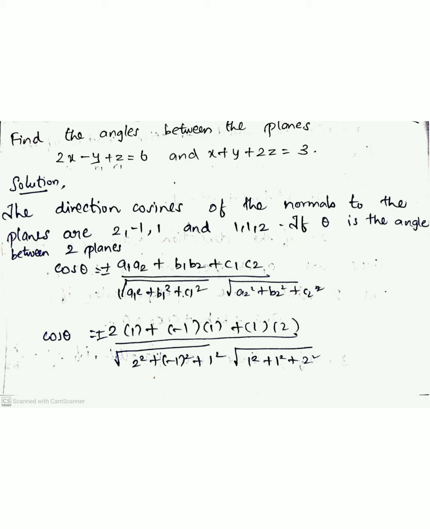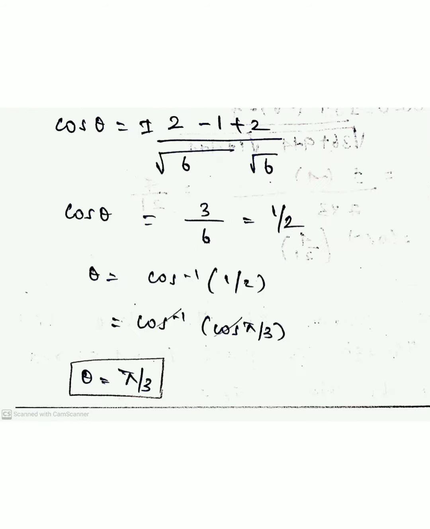After finding these normals, you directly substitute in the formula for the angle. That is cos theta = plus or minus (a1a2 + b1b2 + c1c2) divided by root of (a1 square + b1 square + c1 square) into root of (a2 square + b2 square + c2 square). Substitute the normals here. After simplifying, the numerator is 3 and the denominator is 6. Therefore cos theta = 1/2.